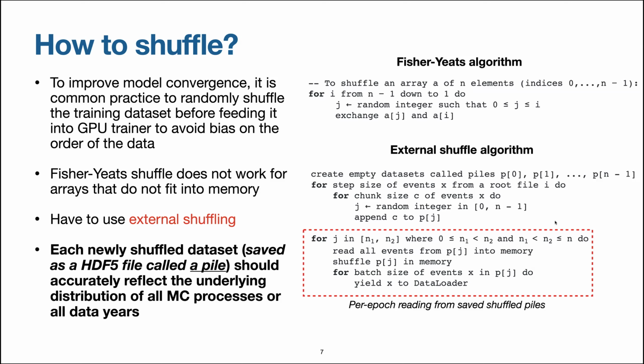Then when this is done, we can simply read each of these piles into RAM, shuffle it again, and then read it per batch size and give it back to the data loader. So this is, at the end, the per-epoch reading from a saved shuffled pile. To say again, what we want from this is that each newly shuffled dataset, which I call a pile, should accurately reflect the underlying distribution of MC processes or data.